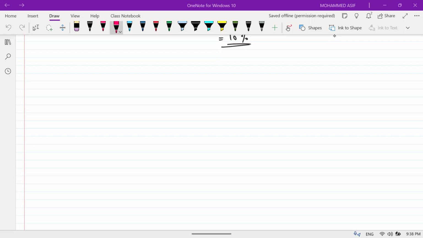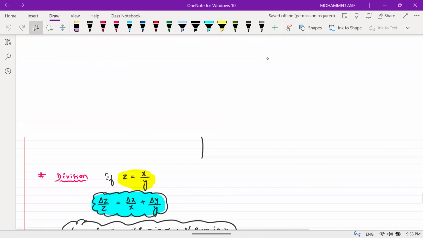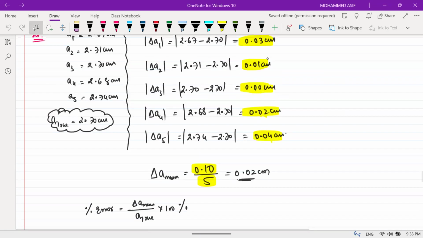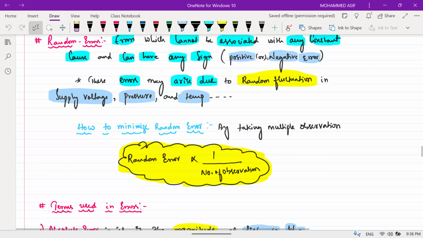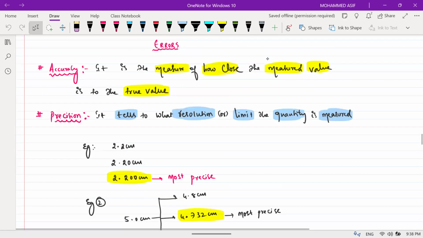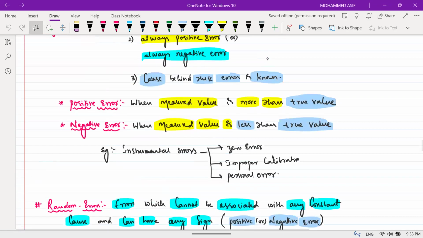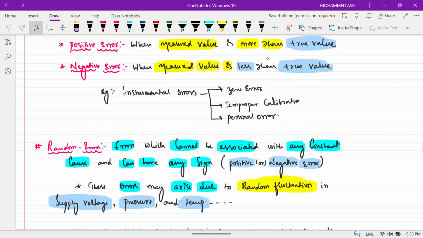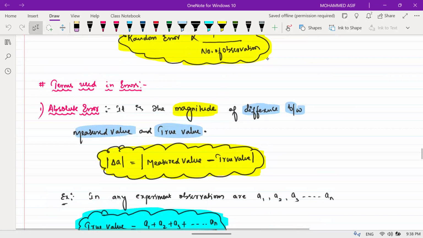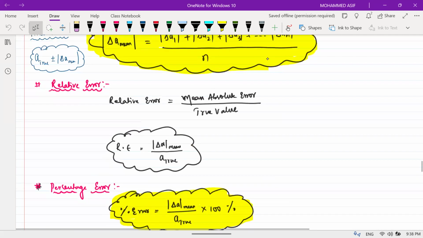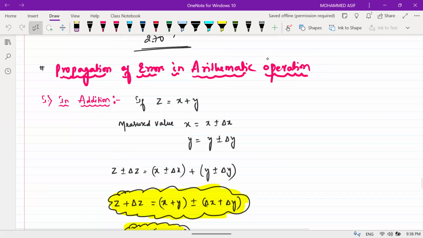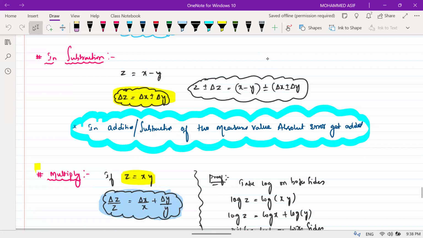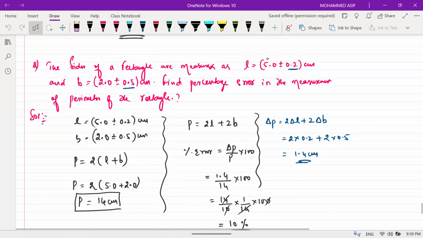Okay, chalo. So last class we have just started with your errors. I'll just revise it once. We just completed the basics of errors. We have been studying accuracy, precision, systematic errors, positive error, negative error, random error, then terms used in the errors, like absolute error, mean error, relative error, percentage error. Then propagation of errors in addition, subtraction, multiplication, division. How do we do it?